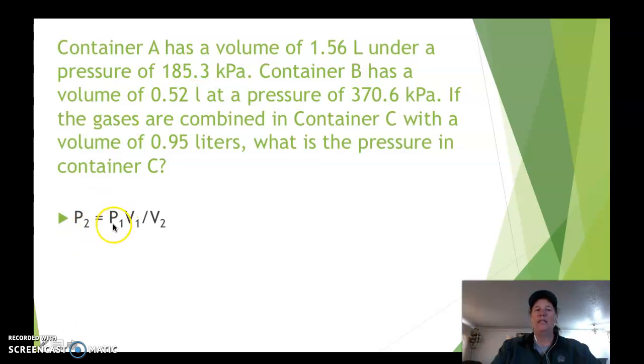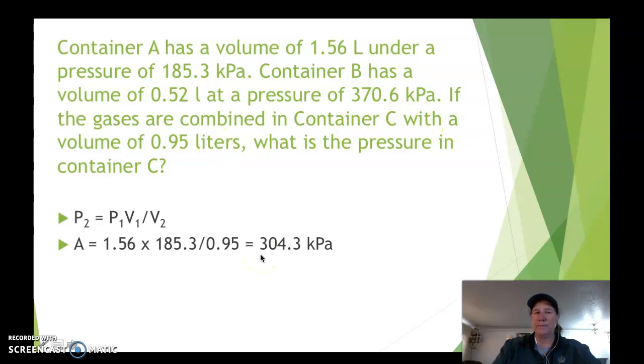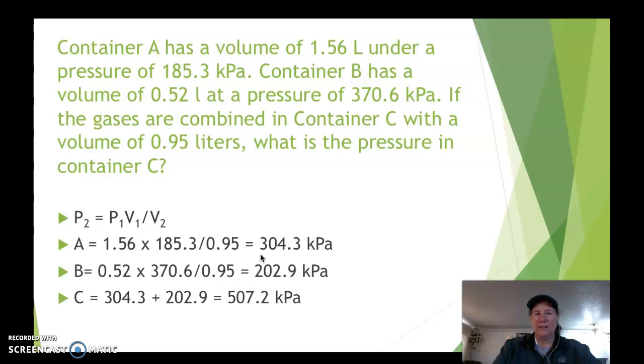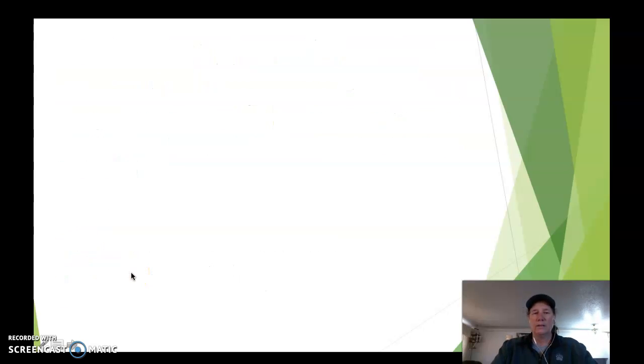So for A, I would take my pressure one and volume one, and then I divide by 0.95, and I'd get the pressure for A. And then I do the same thing for B. I take 0.52 times 370.6, and then I divide by 0.95. And then I just add them together. So you do A and you do B. And for C, because this is your new container, basically what they're saying is you're taking container A and container B and putting them together. So the new volume is what container C is. You just take each individual and add them up. That's partial pressures. So if you're doing partial pressures, you basically do each individual and you just add them together. Okay.